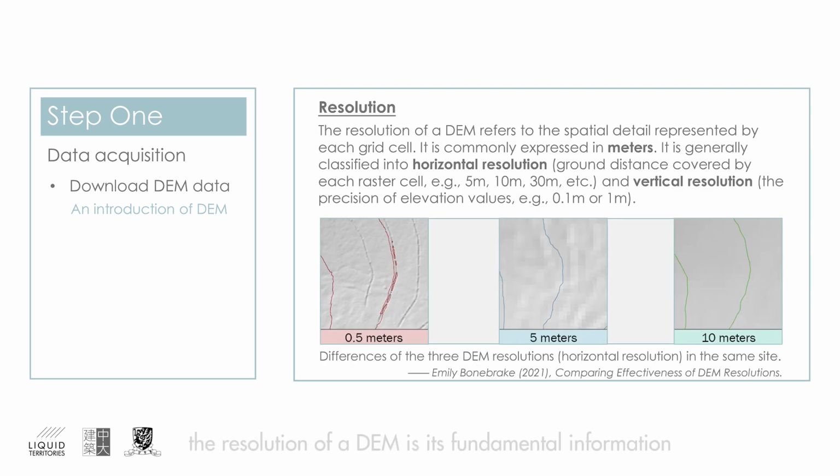The resolution of a DEM is its fundamental information. The resolution of a DEM refers to the spatial detail represented by each grid cell. It is commonly expressed in meters. It is generally classified into horizontal resolution, ground distance covered by each raster cell, e.g., 5 meters, 10 meters, 30 meters, etc., and vertical resolution, the precision of elevation values, e.g., 0.1 meters or 1 meter.